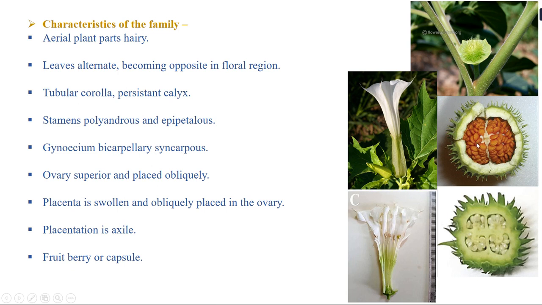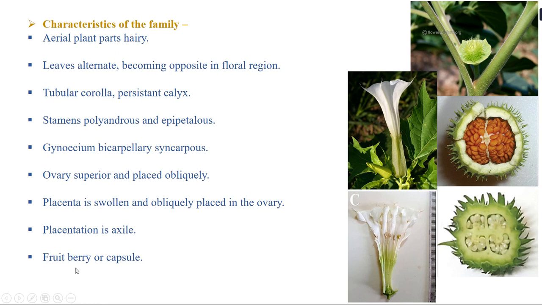Gynoecium is bicarpellary, so 2 carpels, and syncarpous. Both the carpels are fused. Ovary is superior, that you can see over here, and placed obliquely. Placenta is swollen and obliquely placed above the ovary. And the placentation is axile. I have already told you what an axile placentation is. All the ovules are attached from the center and not from the periphery.